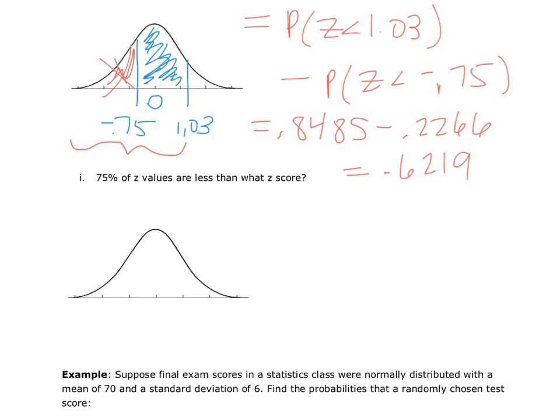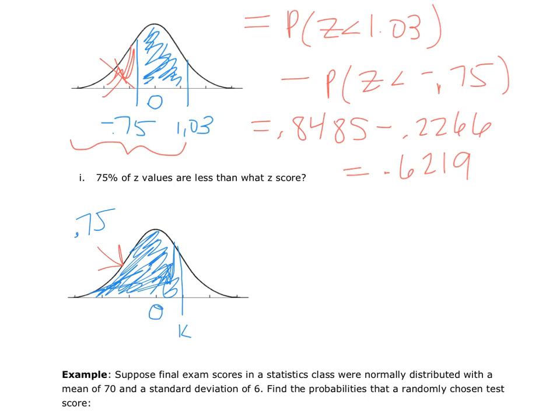Let's look at this next part. 75% of Z values are less than what Z-score? So this is one for which we have a probability, but we don't know the Z value. We've got our 0 right there, and there's some value, let's just call it K, that 75% of the values are less than. So here we know the area is 0.75, but we don't know what that value of K is.